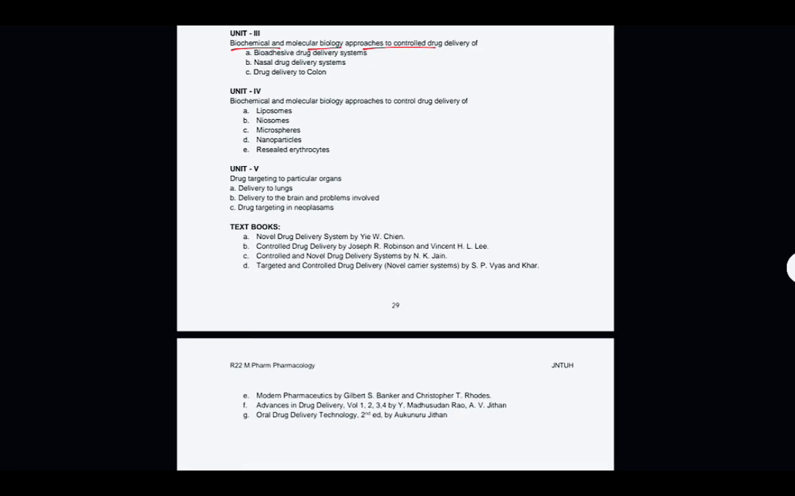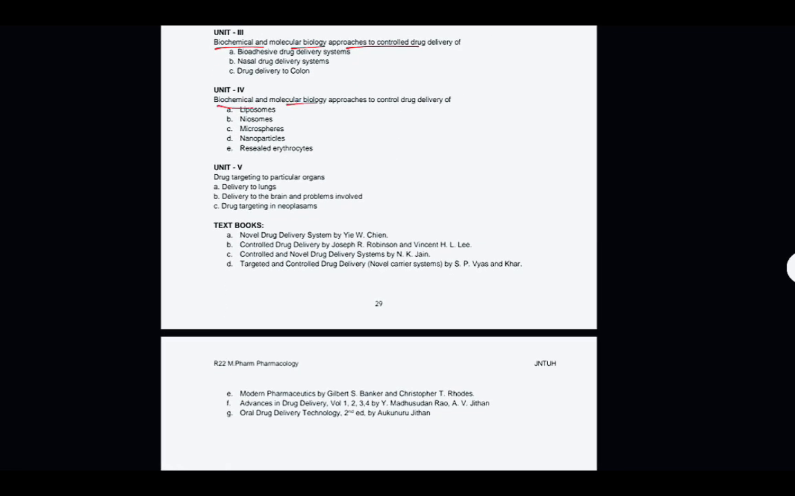And then we have drug delivery systems in semester 2, that is fundamentals of controlled drug delivery systems, design, fabrication, evaluation, applications of the following systems, biochemical and molecular biology approaches in the drug: liposomes, niosomes, microspheres, and targeting particular organs, drug delivery to lungs, delivery to brain and neoplasms.